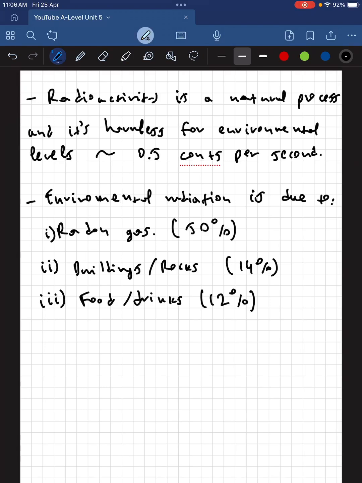The first thing that comes to mind are bananas. Bananas have potassium, and potassium-40 is radioactive. It emits, I think, beta particles and maybe gamma. I don't remember the specifics.